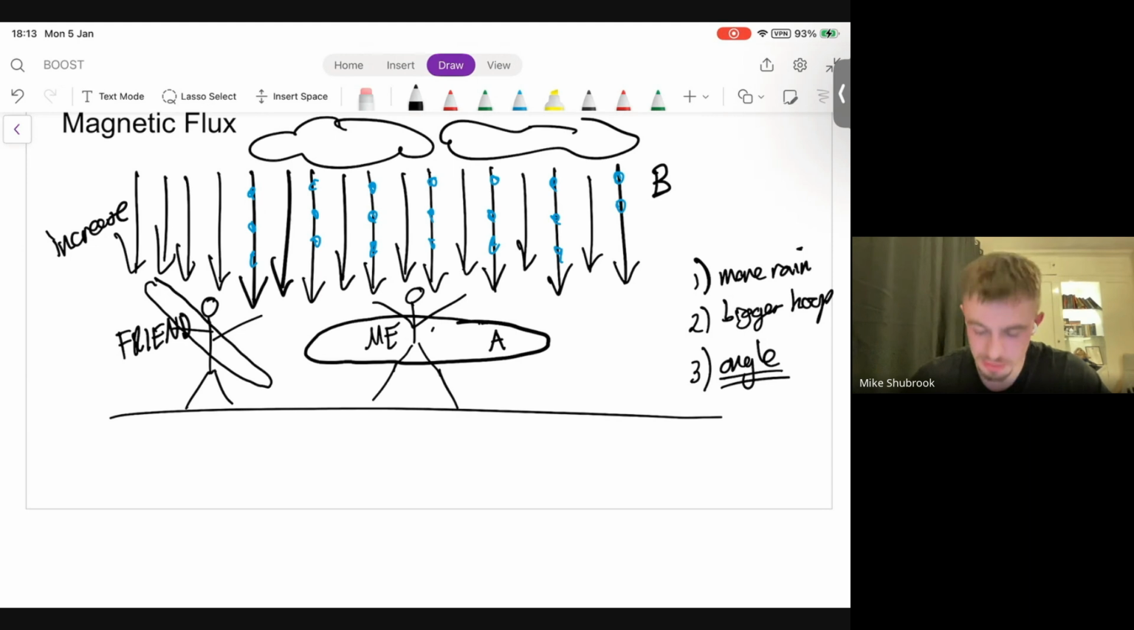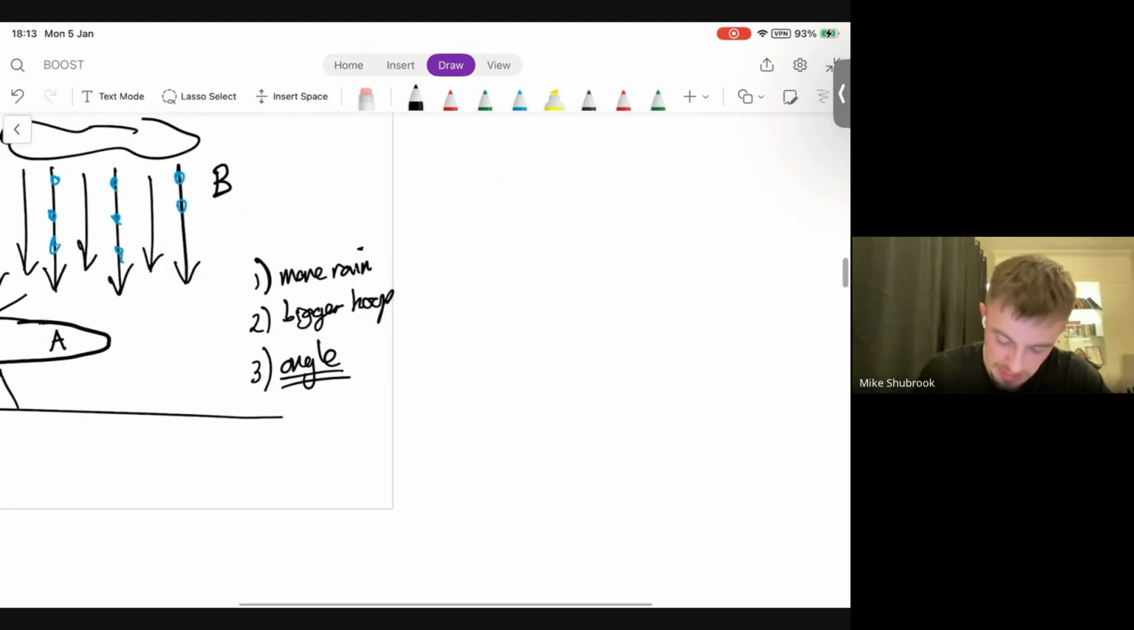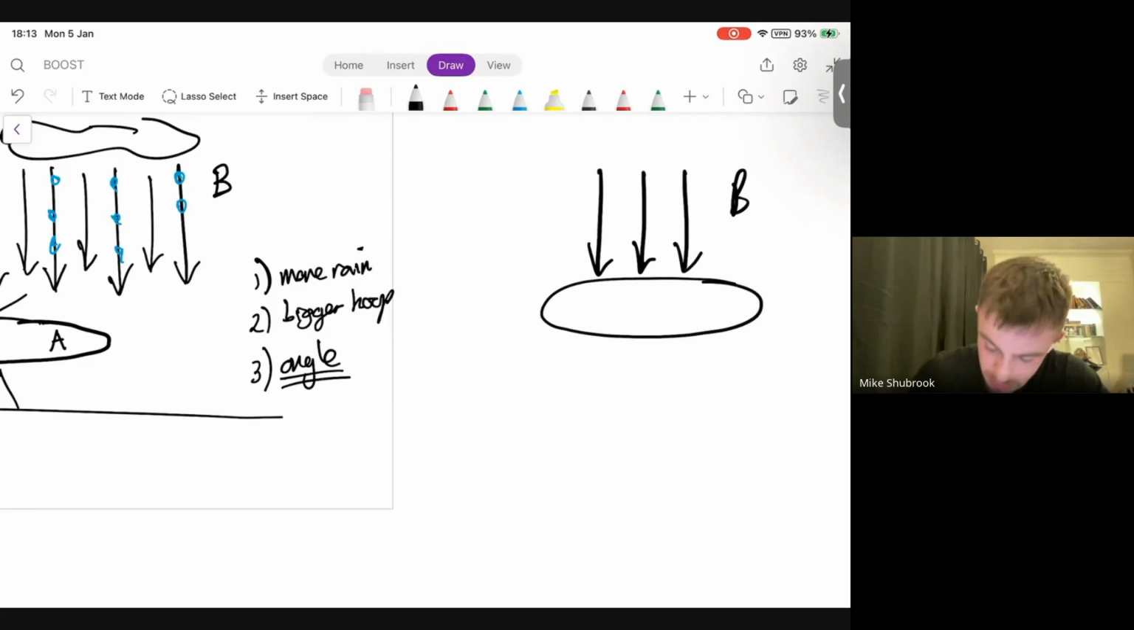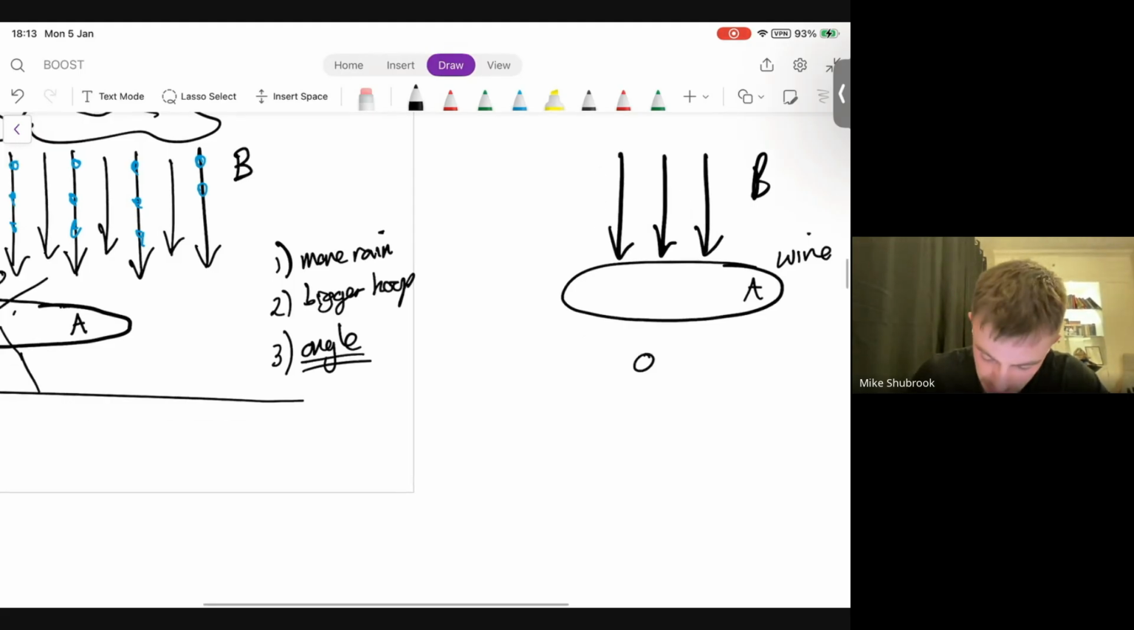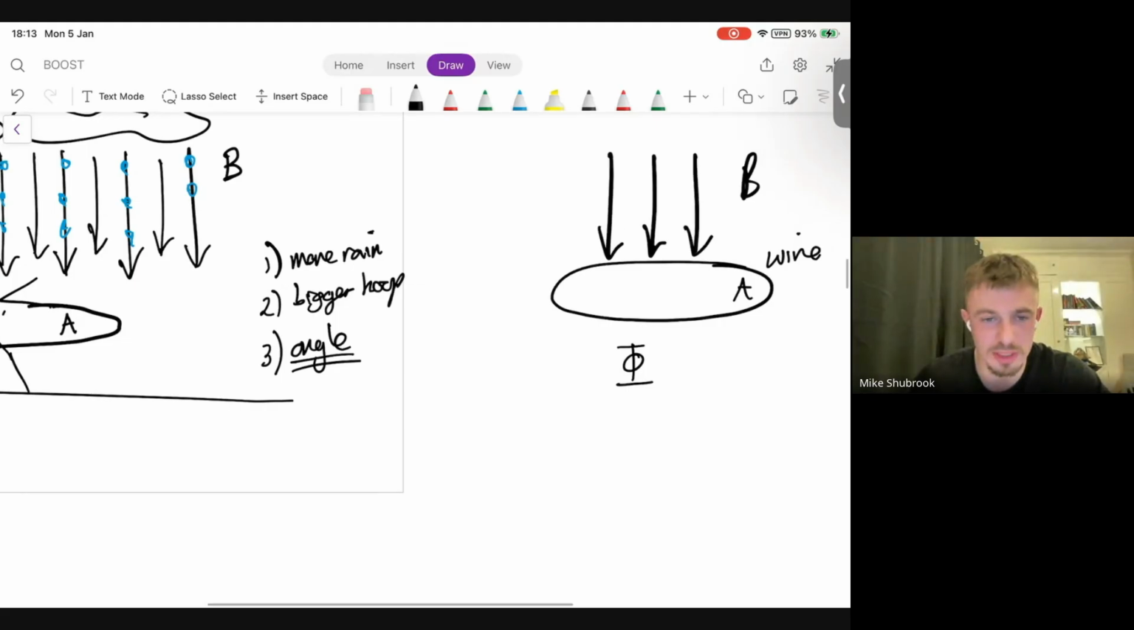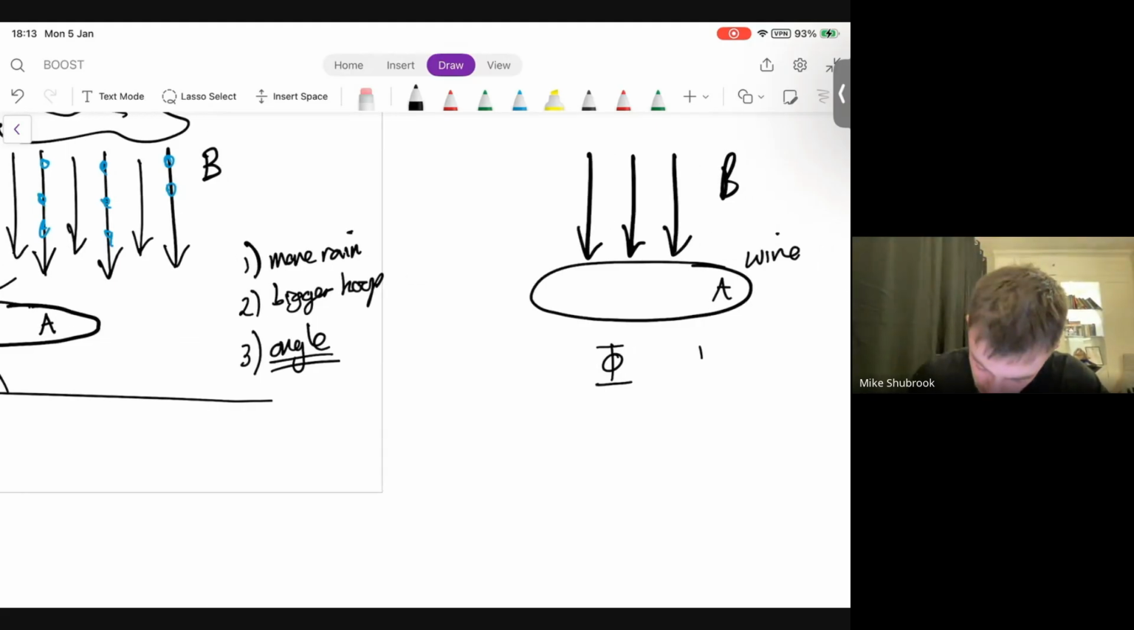All right, now this is essentially the idea of magnetic flux. So we're going to have some magnetic field, B, and we're going to be interested in some wire which encloses some area. And we're asking how much of that magnetic field goes through this area. And the answer to that question is this idea of flux, which gets given this symbol phi. This is just a Greek letter called phi.